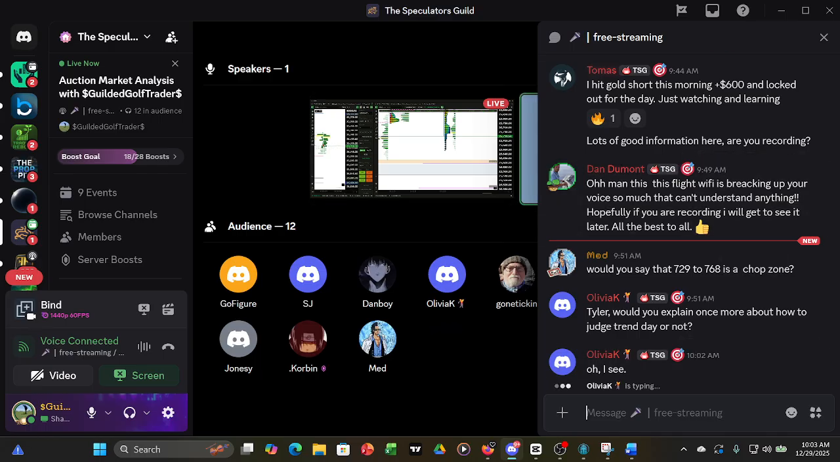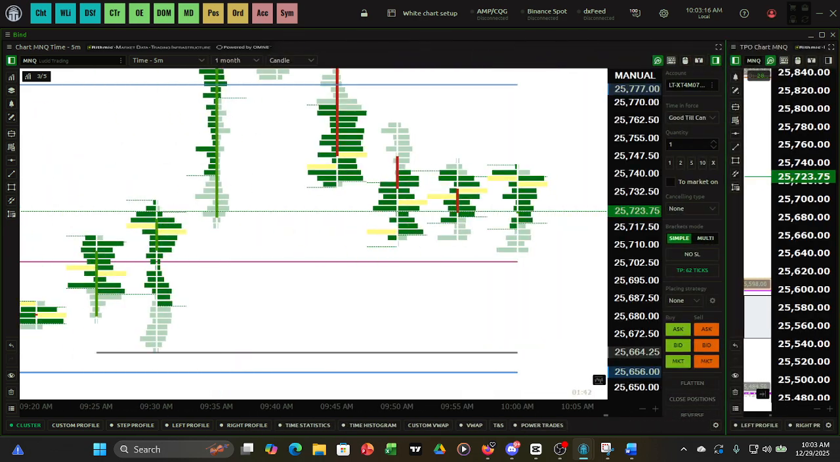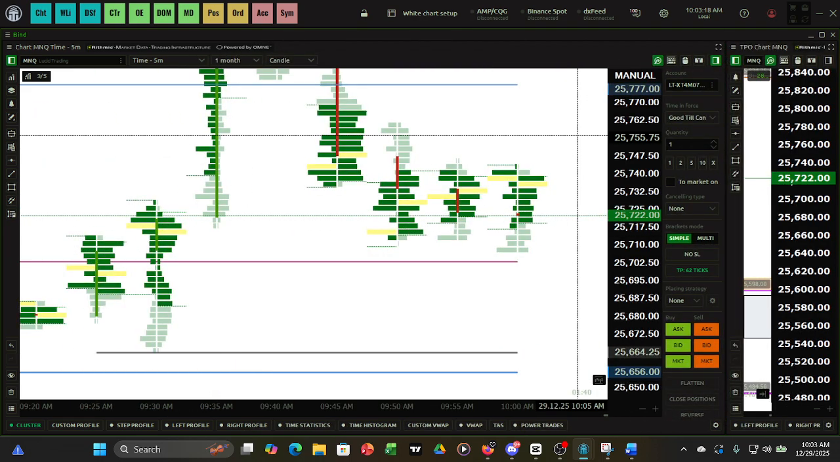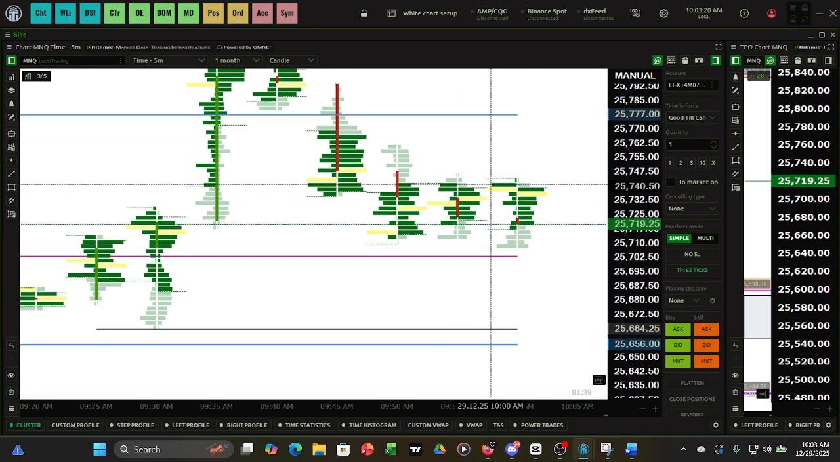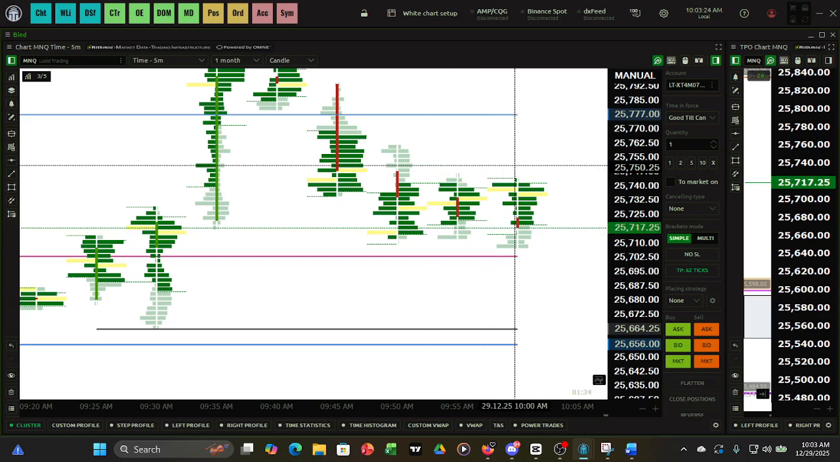729, 768 chop zone. Let me see. 729. Yeah, I would say that because there's a lot of value. See how these POCs are stacking up here? That means it's going to be very choppy through here.